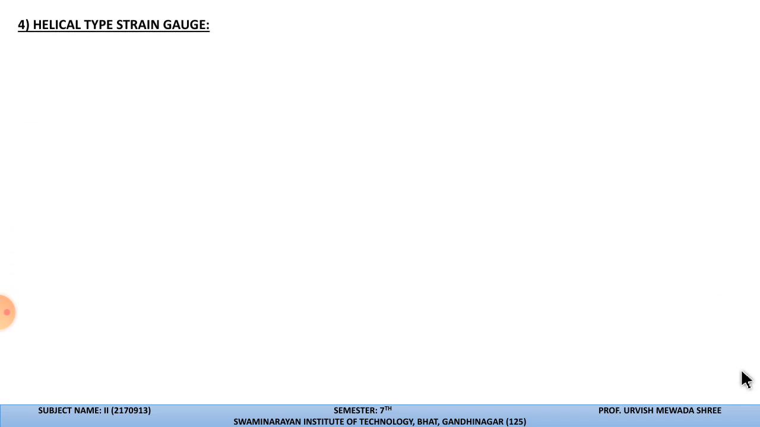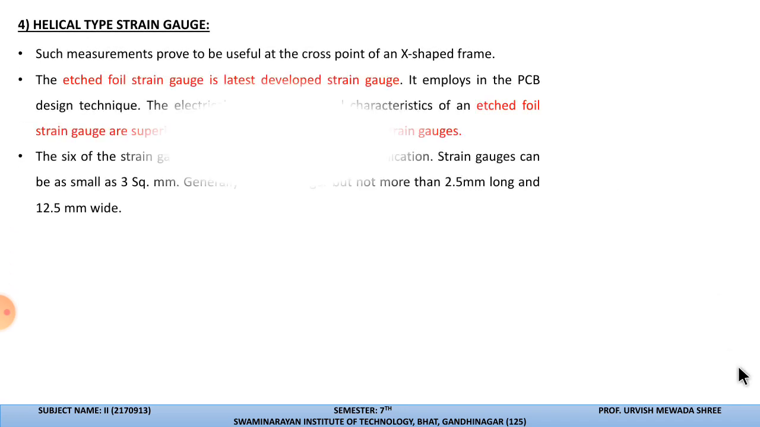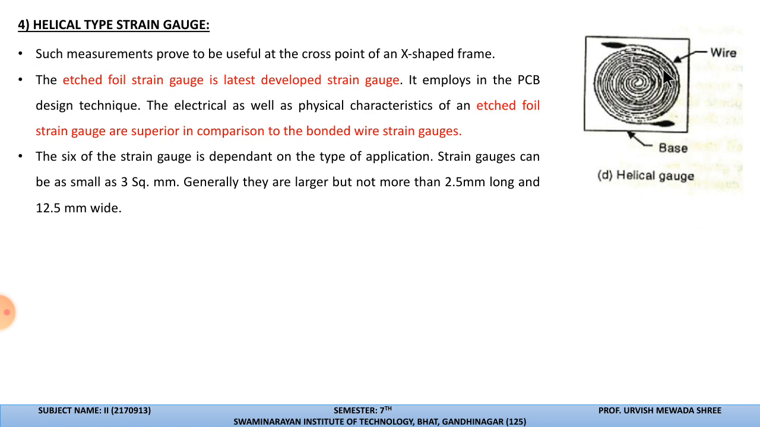Now the fourth type is the helical type strain gauge. For the helical type strain gauge, you can see the diagram over here. It is the cross point of an X-shaped frame, meaning you can see that it is in both directions, and this is a volute type shape of the wire which is placed on the base. It is also called the etched foil strain gauge, because with the help of foil we do the engraving of the wire, and that is why it is called etched foil.